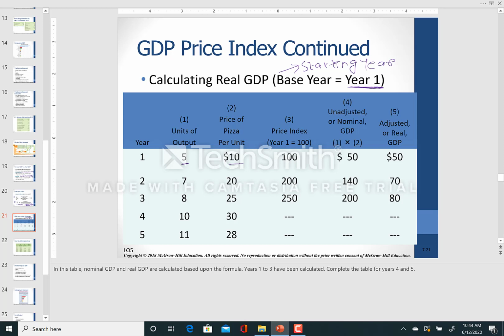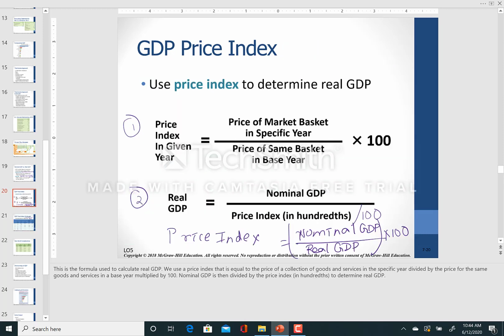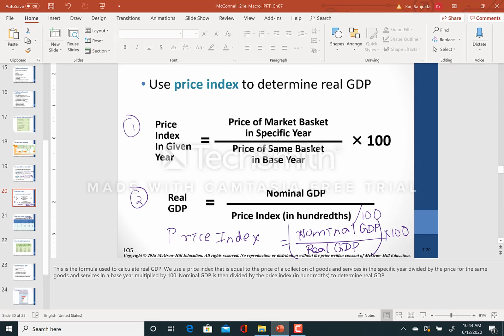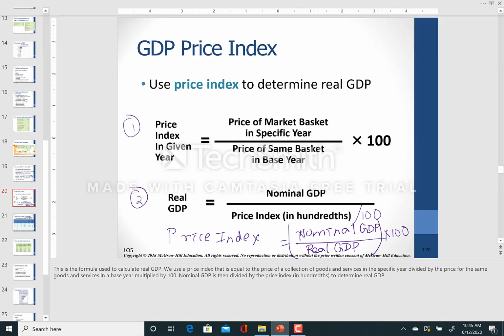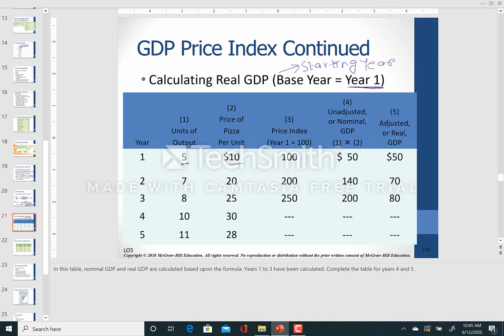So basically price index is nominal over real gross domestic product times 100. So this is what I got from this formula number 2 here. Price index is nominal over real gross domestic product. I'm just multiplying the whole thing times 100. So let me see how everything works out here. I know this is still very confusing, probably for everyone.